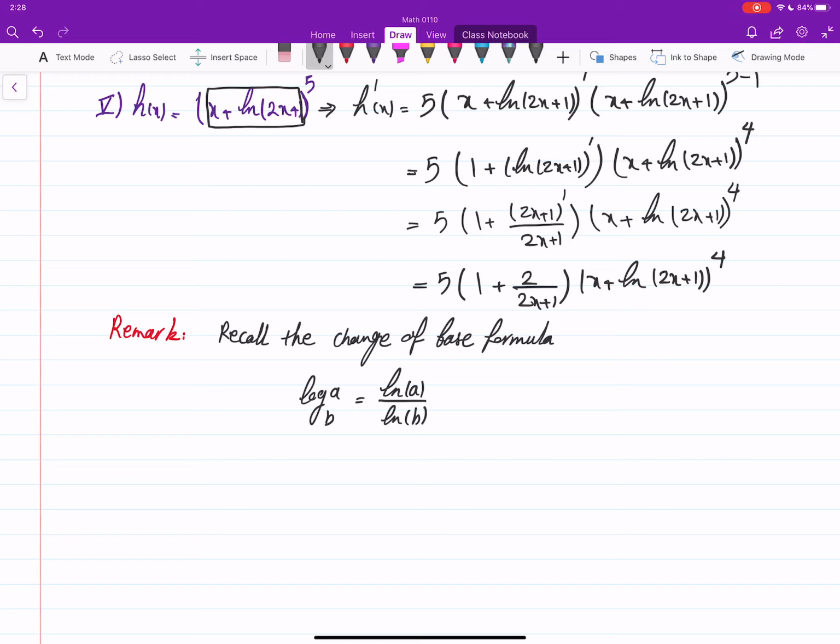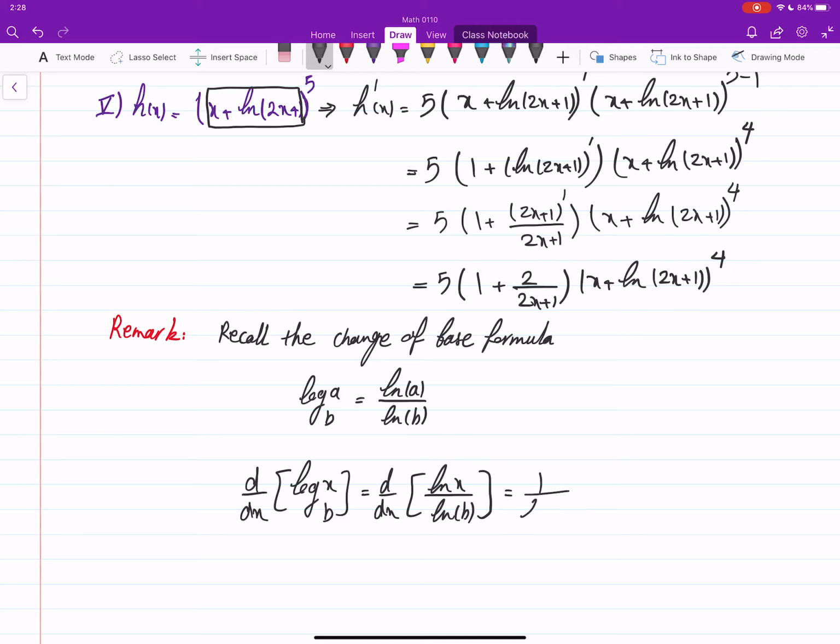How is this going to help us? Well, when you're trying to differentiate log base general b of x, first you can write this as ln of x over ln of b. But ln of b is a constant, so ln of 10, ln of 2, or so on.